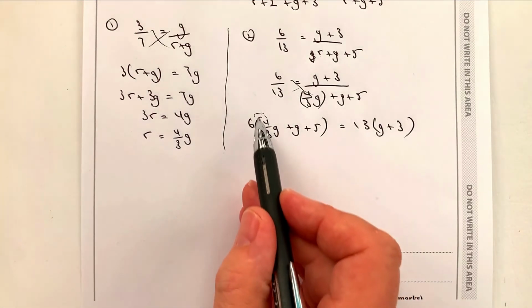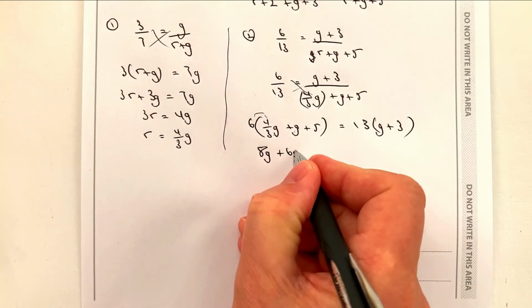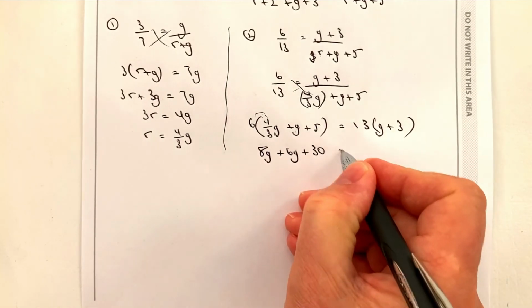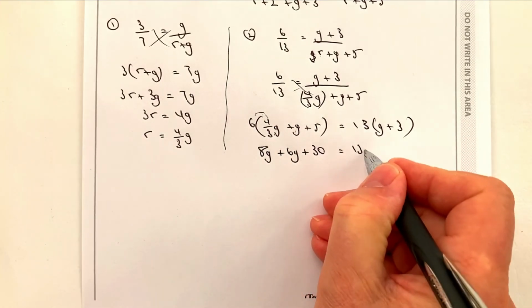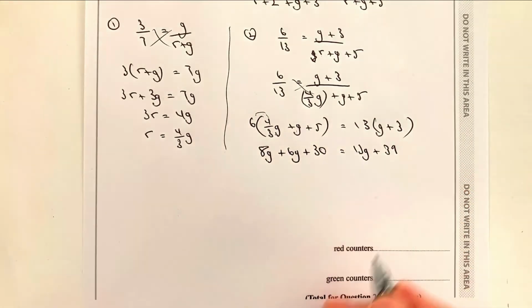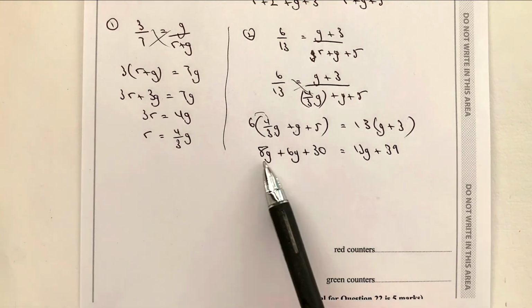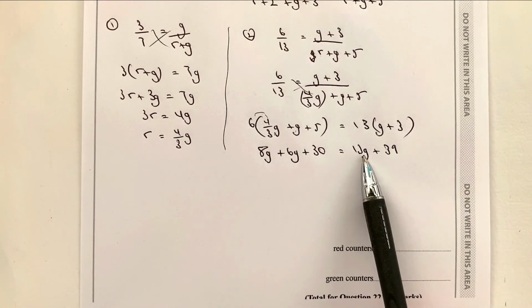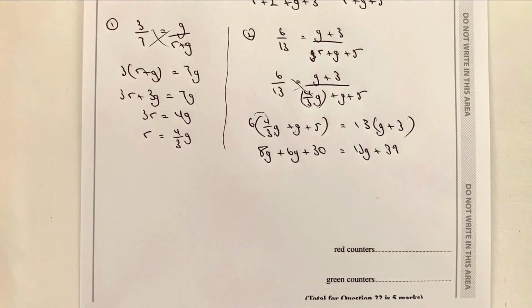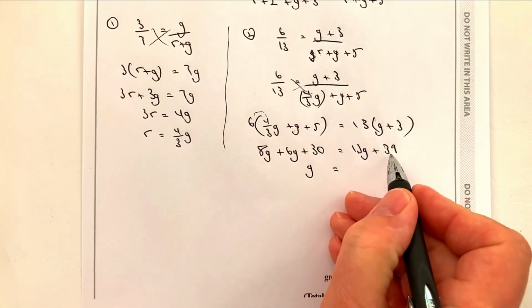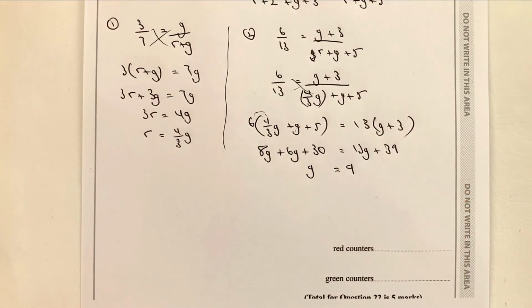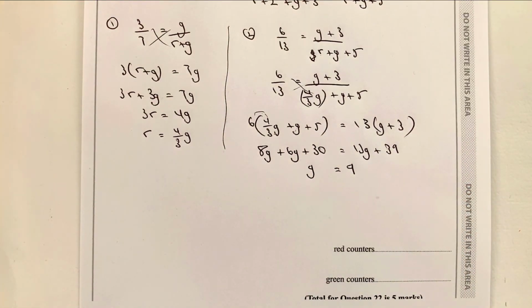Okay, and then I've got 6 times G, which is plus 6G, and then 6 times 5 is 30, and that's going to equal 13G plus 39. Okay, so all I've done there is expand out and get rid of the brackets themselves. So let's have a look at if we can sort this out a little bit. Well, I've got 14G minus 13G. If I bring this over to the other side, that's going to give me G. And then I've got 39 minus 30 is 9. So actually now I've got my value of green counters, which is going to be 9 green counters.